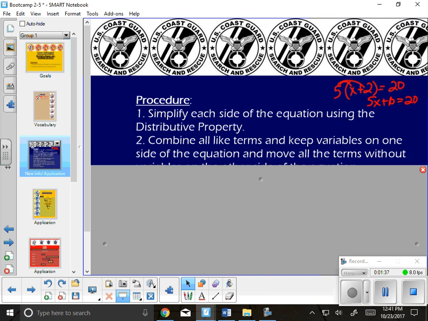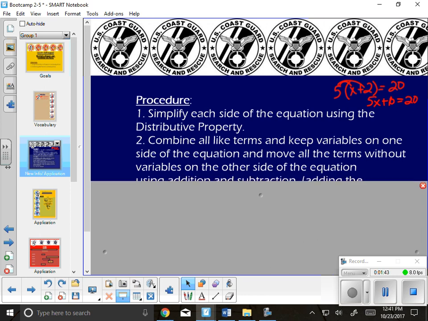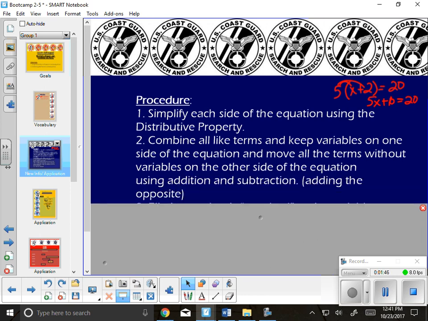Step 2, you're going to combine all like terms and keep variables on one side of the equation and move all the other terms without variables to the other side of the equation using addition and subtraction. Again, adding the opposite. We only have 5x plus 10 equals 20, so nothing that we really are going to need to combine. Since we already have 5x on the left-hand side, let's just keep the variable there, and we're going to move the 10 to the other side. To do that, we're going to have to add the opposite. So we're going to add a negative 10 to both sides. Then we're going to end up with 5x equals 10.